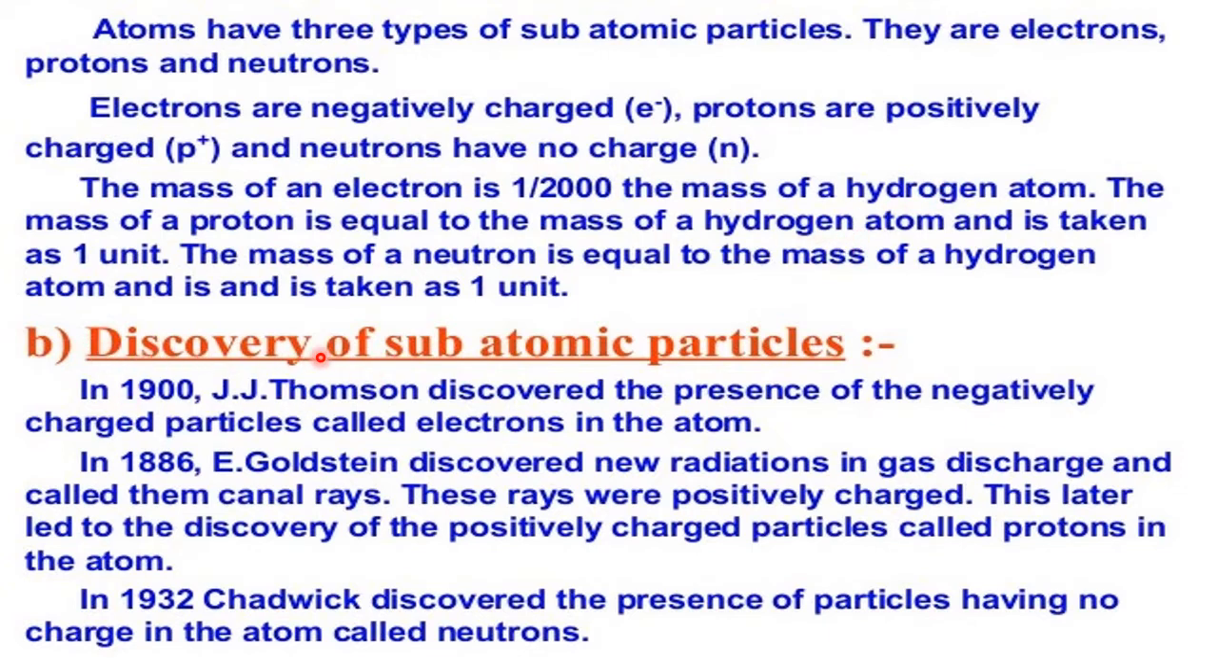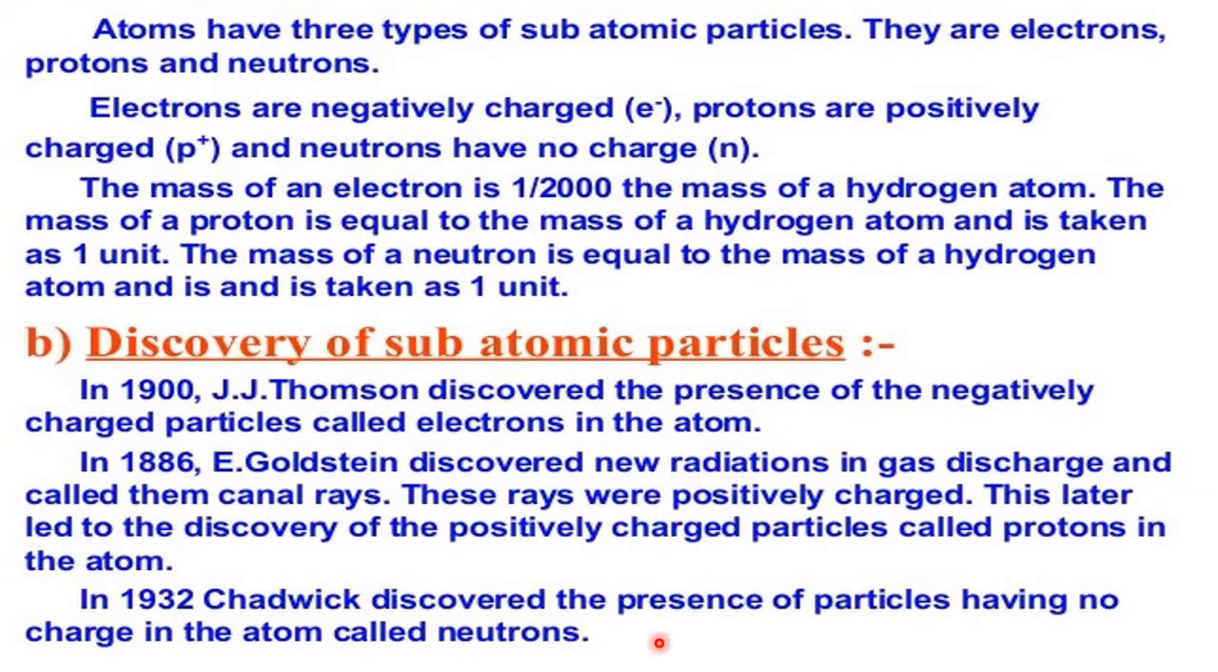Now let's see the discovery of subatomic particles. In 1900, J.J. Thomson discovered the presence of negatively charged particles called electrons in the atom. He was the person who found electrons, J.J. Thomson, in 1900.